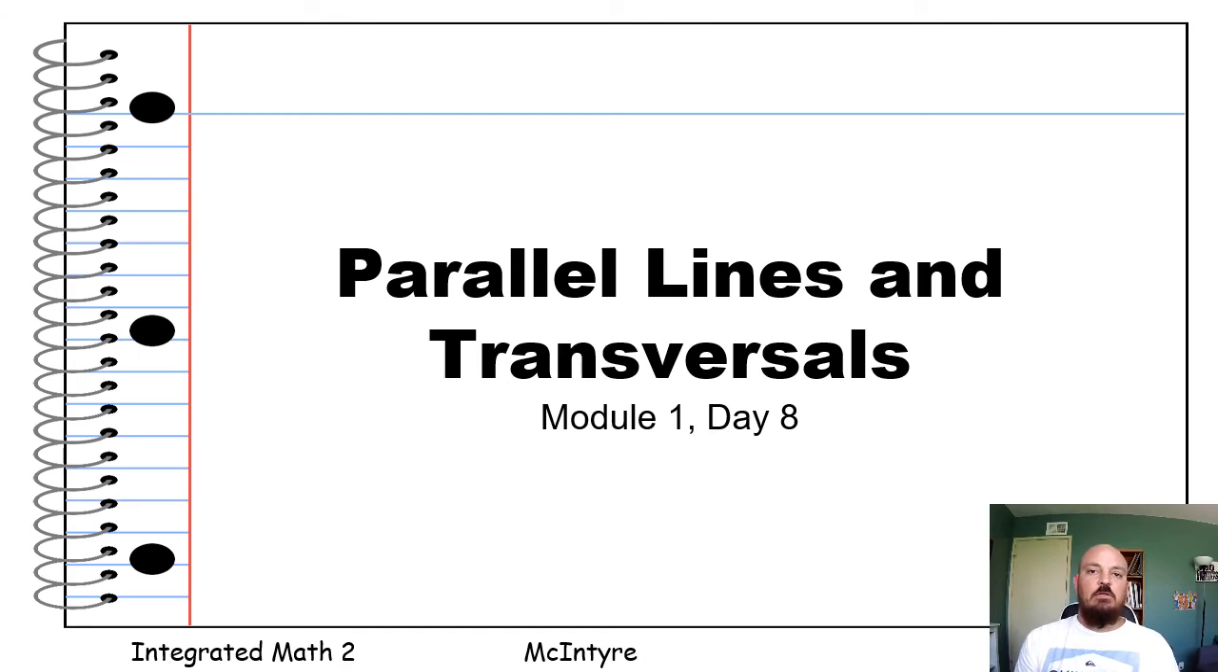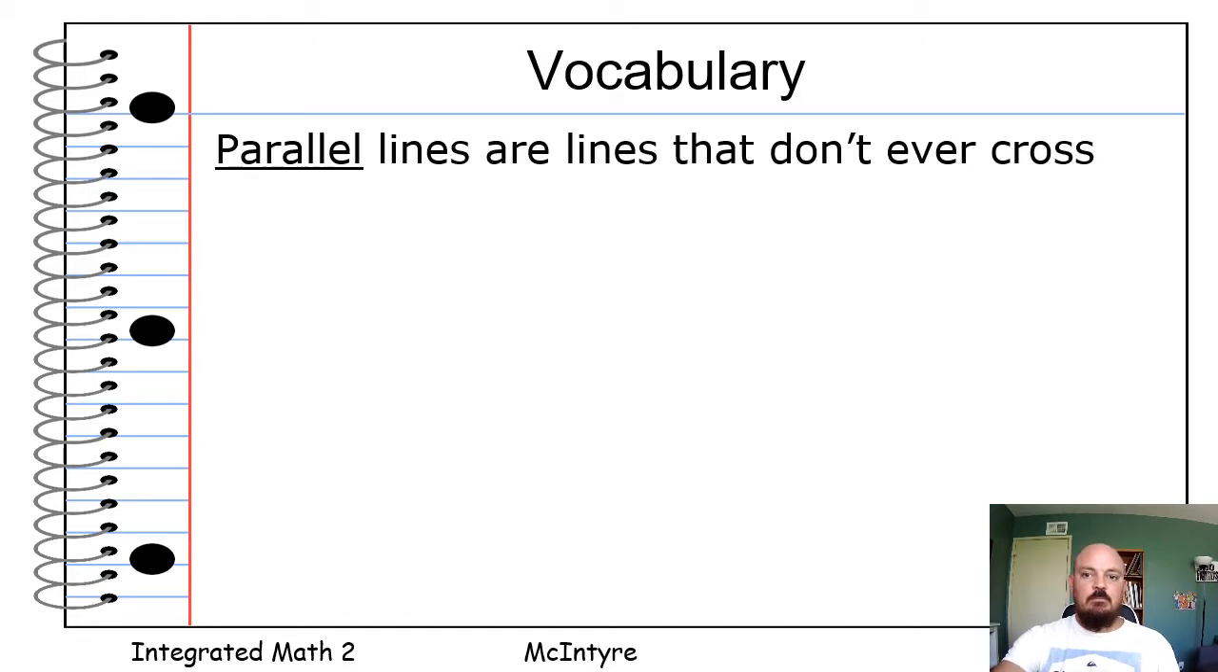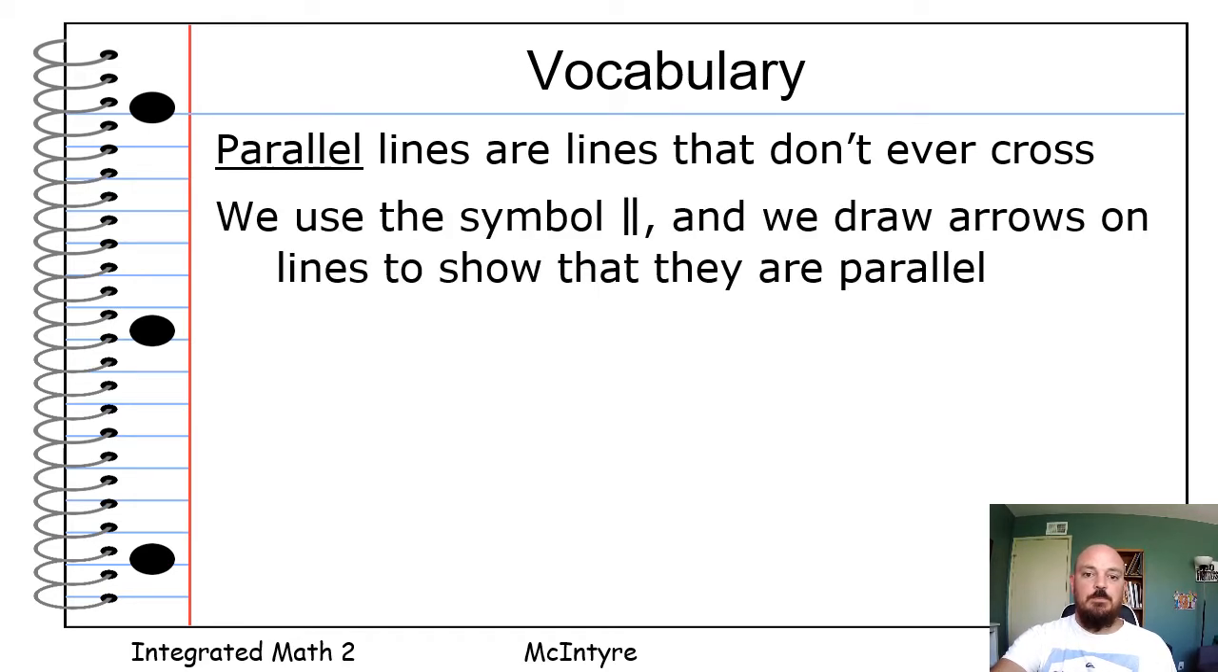Today we're going to learn about parallel lines and transversals, and we're going to start off with some new vocabulary. So let's start off with the word parallel, and we say two lines are parallel if they never cross each other. They run right next to each other, and no matter how far you go, they never cross. So we're going to use this symbol to mean parallel. It looks like two vertical lines. It looks almost like the number 11, but squished close together.